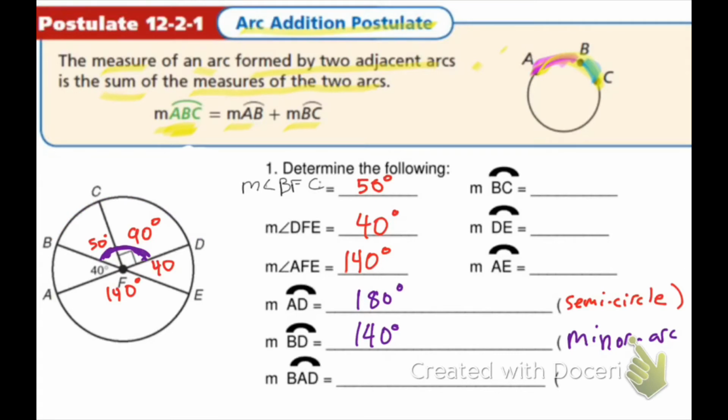Let's look at BAD, B to A to D. So that would be a major arc. Well, that's going to be equal to the sum of this angle here, and that angle there. When I add all those up, that'll give me the central angle, and the arc is going to be equal to the central angle, so that gives me 220 degrees.